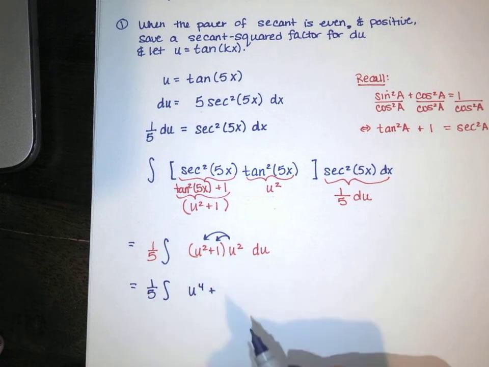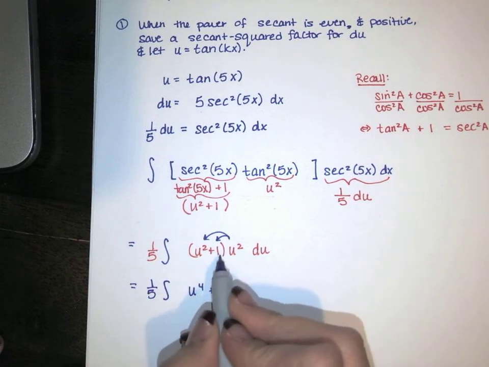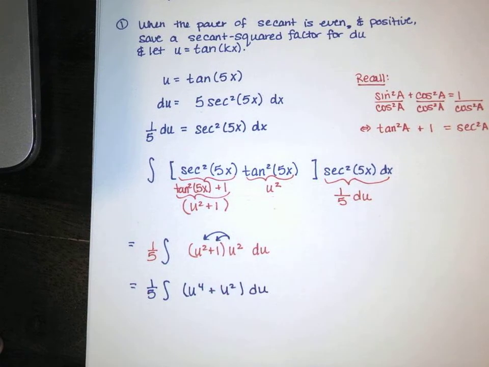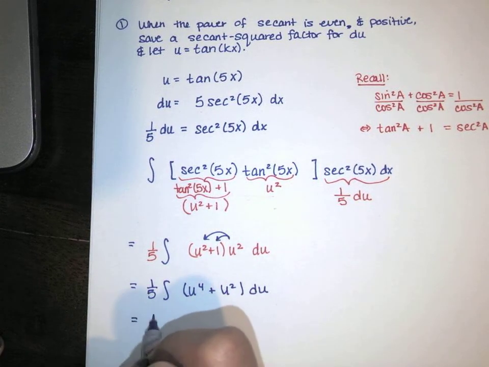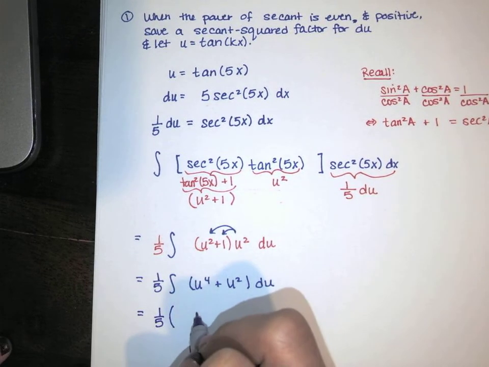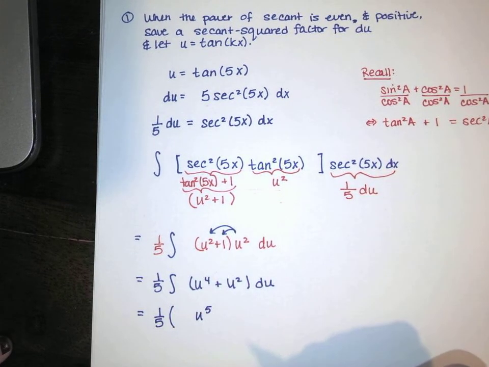That's going to give us a u to the 4th. Then we add u squared times 1, which is just u squared. And now it's very simple. It's just a power rule. So you will bring the 1/5 down, then add 1 to the exponent, and then divide by the new exponent.